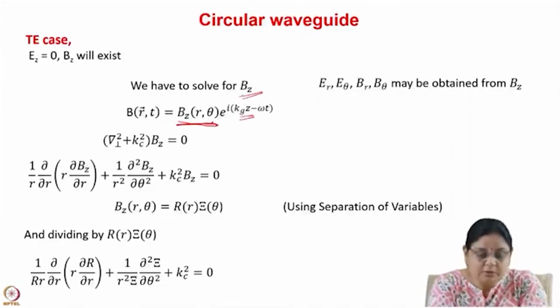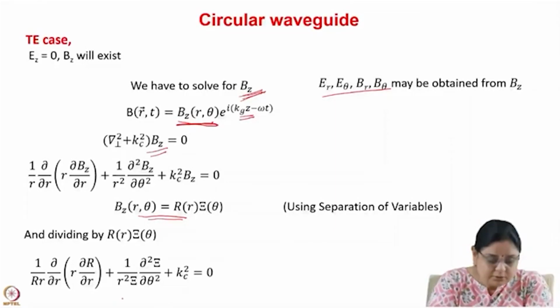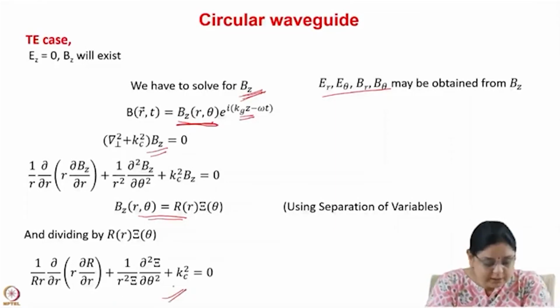So we have to solve the wave equation for Bz, and again we know that Er, E theta, Br, B theta can be obtained from Bz. So this is the wave equation, and we write it for Bz. We can expand this in cylindrical coordinates, and then again, as before, solve it with separation of variables. Bz is a function of r and theta, where R is a function of r only and capital Theta is a function of theta only. So again, we get an expression like this. So we can solve it.